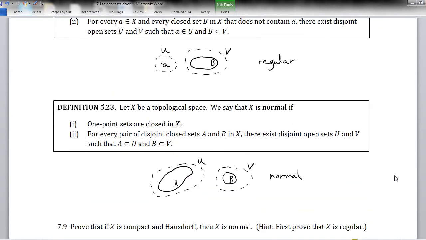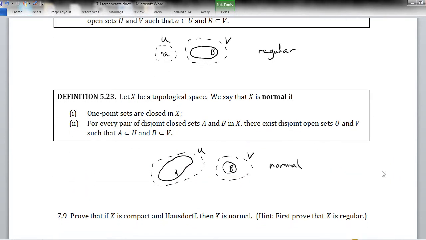And a third separation property is normality. X is normal if, again, 1 point sets are closed. And 2, for every pair of disjoint closed sets A and B in X, there exist disjoint open sets U and V, which respectively contain them. Okay, so now we're not just allowing one of the sets to be something bigger than a point, but we're allowing both of them to be any closed set.